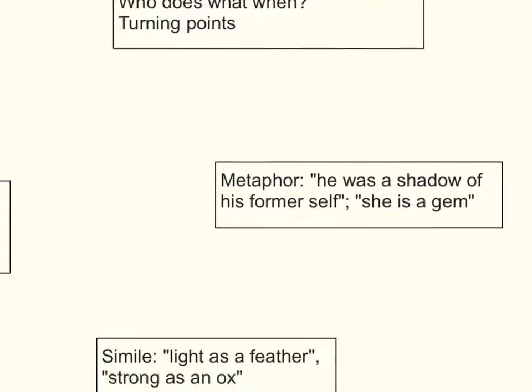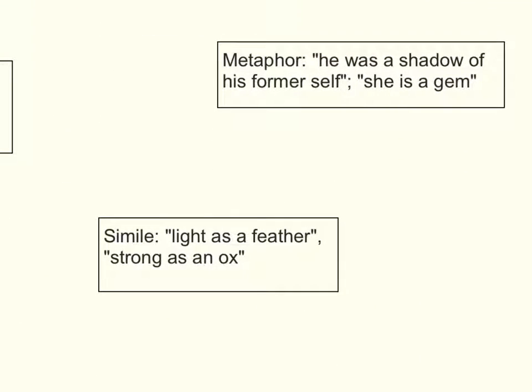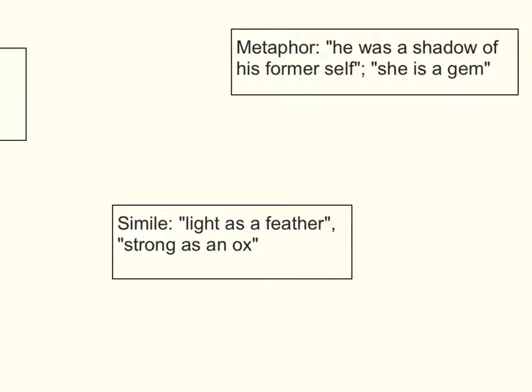You can also look at, for example, writing techniques like using metaphors or similes to connect properties of the different characters with other things, like for example showing that somebody is valuable by saying she's a gem, or saying that somebody is like something else, for example light as a feather or strong as an ox. Usually when they use metaphors or similes, it is used in connection with things that are important in the text or in the plot.